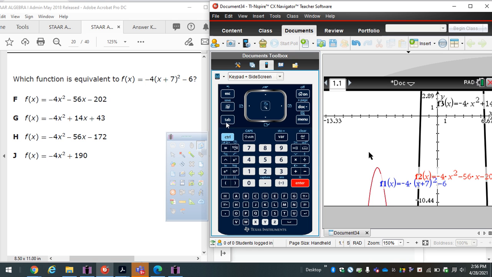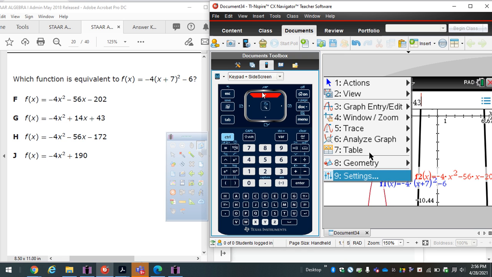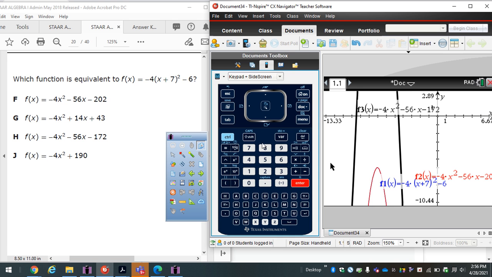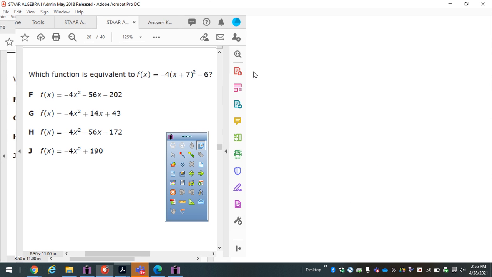Not even close. Tab, I'm going to go delete that one, guys. I don't want to have more stuff. Ooh. I don't have more stuff on there that I don't need. Negative 4x squared minus 56x minus 172. Nope, still not it. Nah, you know what? I feel very confident. Okay, next question.